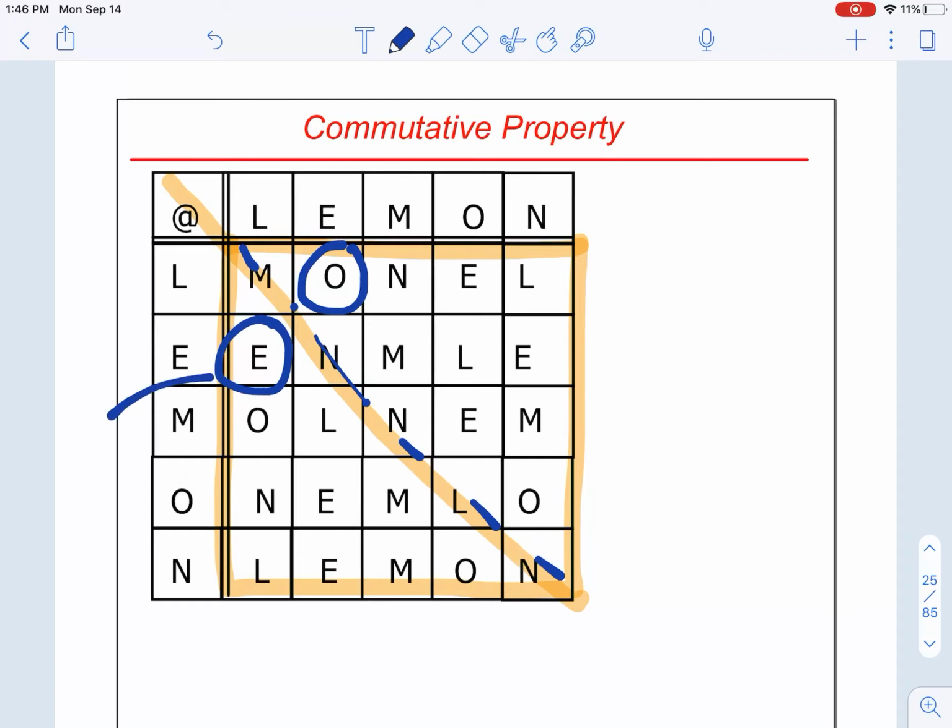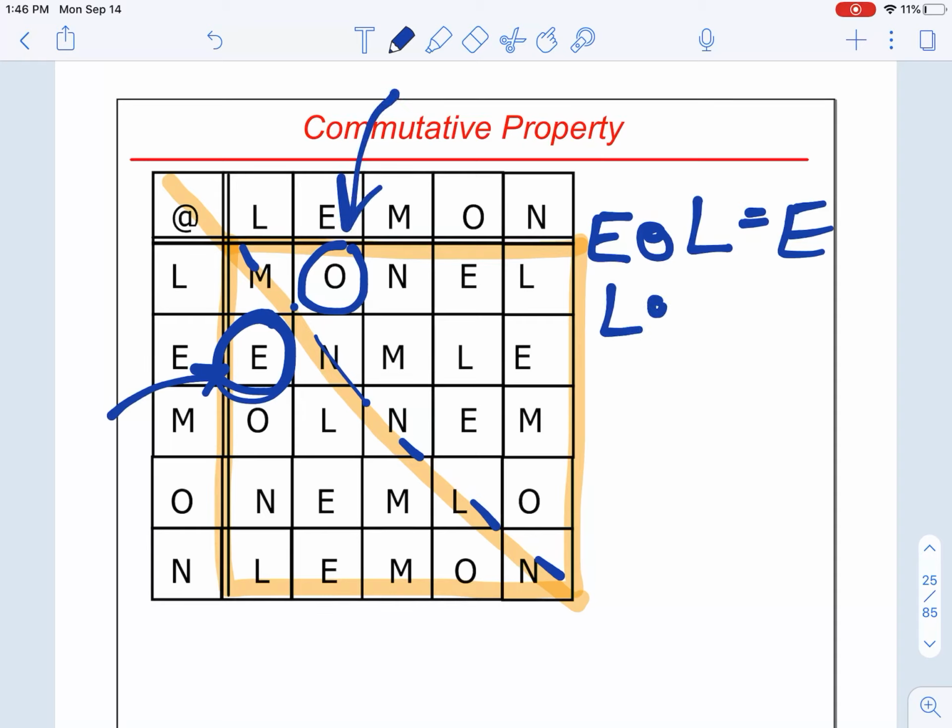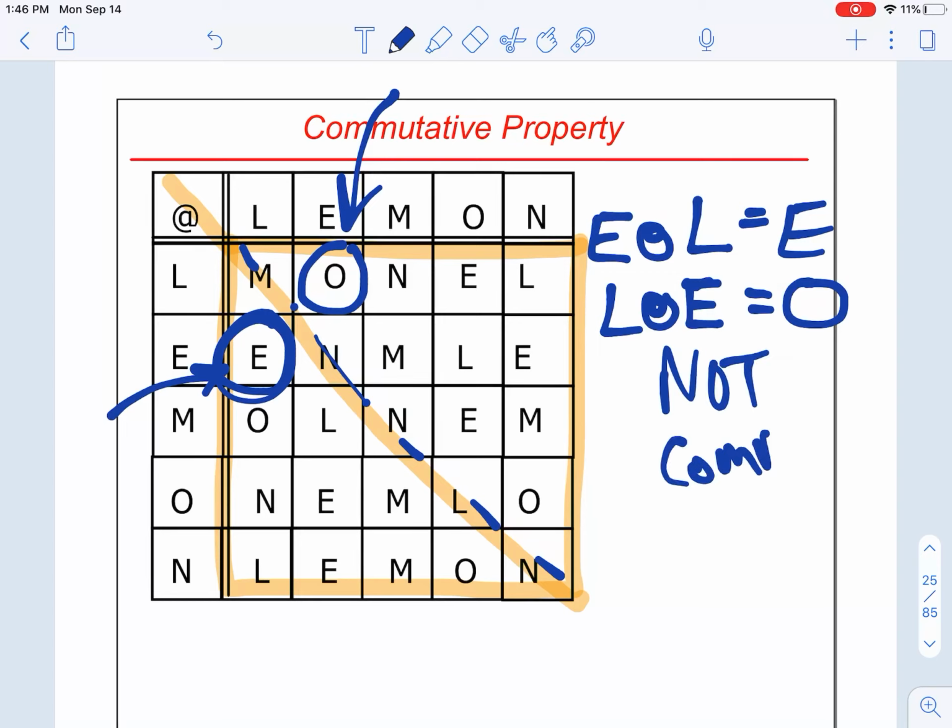Now, tell me, what operation produces this E? So E at L produces that E. Now, what operation produces this E? Well, not surprisingly, directly across from the mirror, or through the mirror, is L at E. But that equals O. Okay, so these are not equal, so this system is not commutative. This is called a counterexample. I just need one to say it's not commutative. There's a bunch of others, like look here. This would be M at L, and this would be L at M.